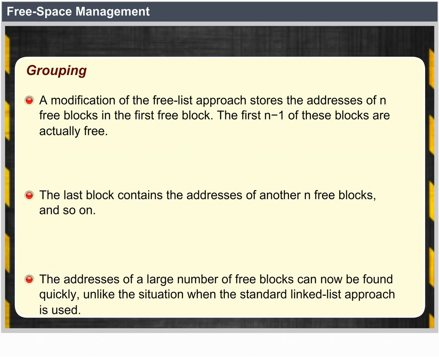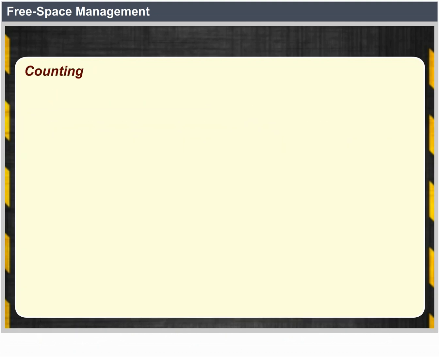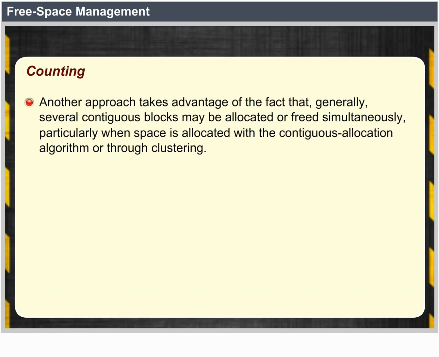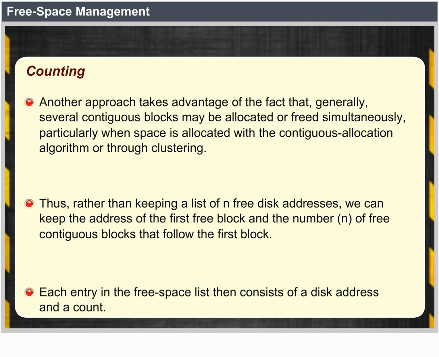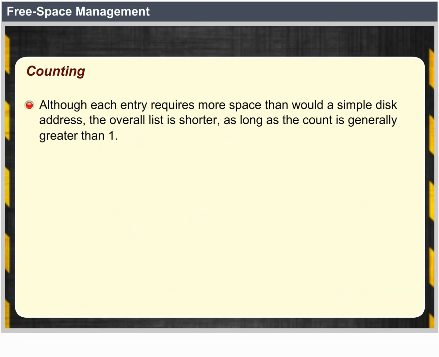Counting. Another approach takes advantage of the fact that generally several contiguous blocks may be allocated or freed simultaneously, particularly when space is allocated with the Contiguous Allocation algorithm or through clustering. Thus, rather than keeping a list of n free disk addresses, we can keep the address of the first free block and the number n of free contiguous blocks that follow the first block. Each entry in the free space list then consists of a disk address and a count. Although each entry requires more space than would a simple disk address, the overall list is shorter as long as the count is generally greater than 1.